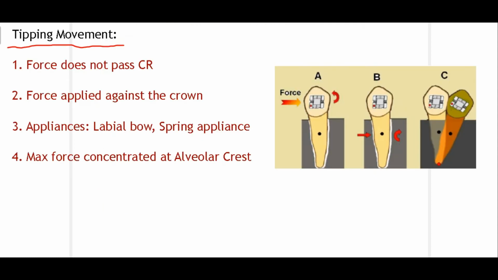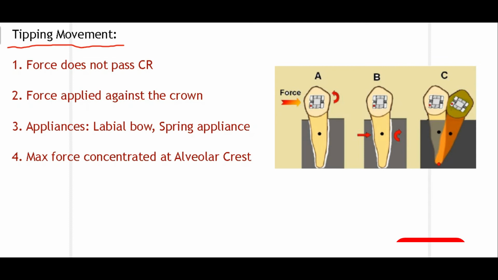Firstly, we'll talk about tipping movement. In tipping movement, as we have discussed before, only the crown moves. The root is at its same point. As you can see, when a force is applied, the crown is moving in this direction, but the apex is at its own point. It hasn't moved. So this is known as tipping movement. Now in tipping movement, the force does not pass the center of resistance, as we have talked before, because force is applied over here, but the center of resistance is over here. So this will result in tipping movement. The force is applied towards the crown.